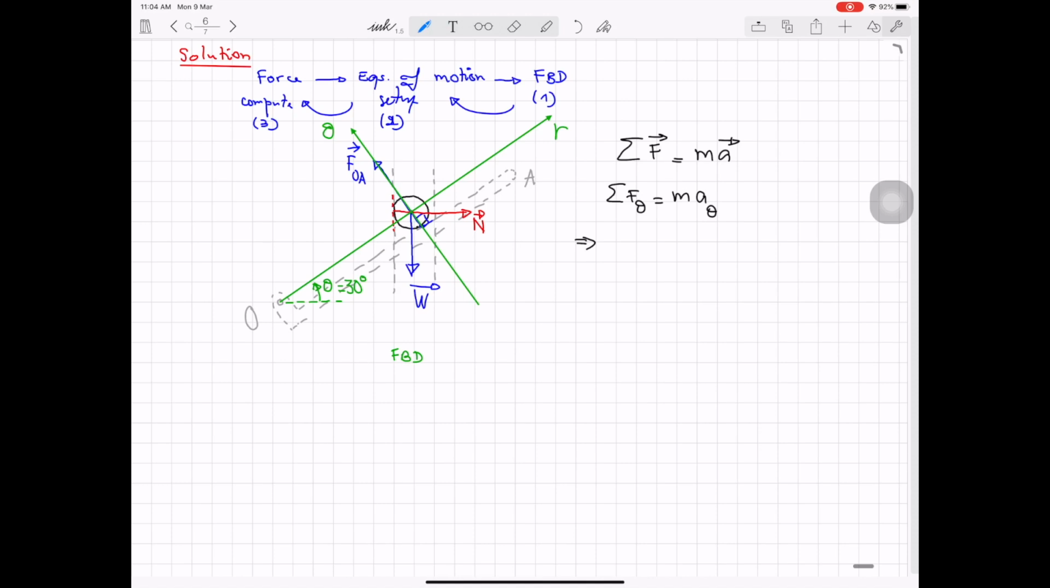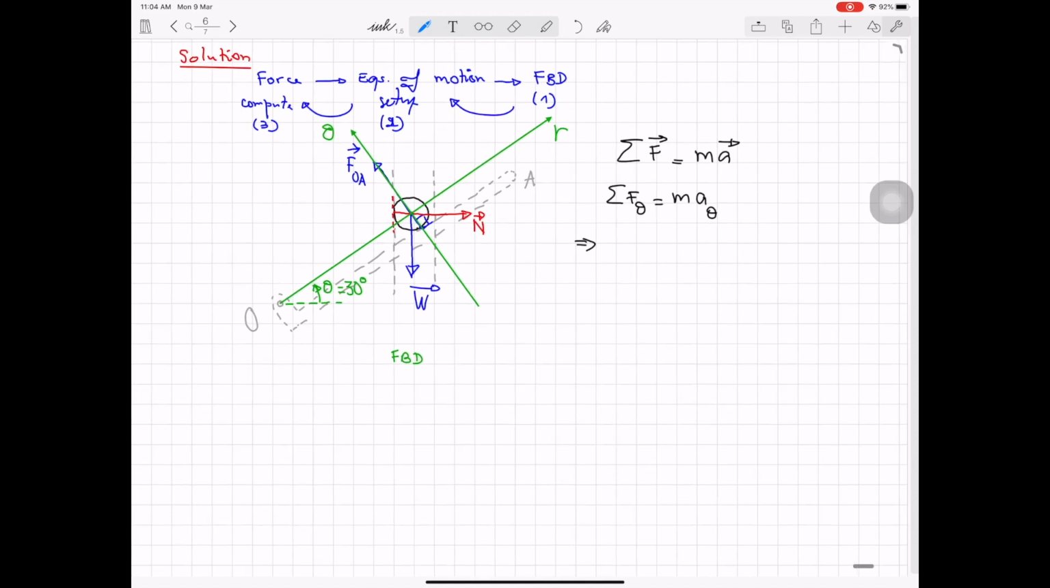So what are the forces in the transverse direction? We have FOA that we are looking for. Then we have two other forces, or components of the forces: the weight W and the normal reaction force of the left side of the slot wall. So we have this component on the radial axis and this component on the transverse axis. So I'm interested in this component.